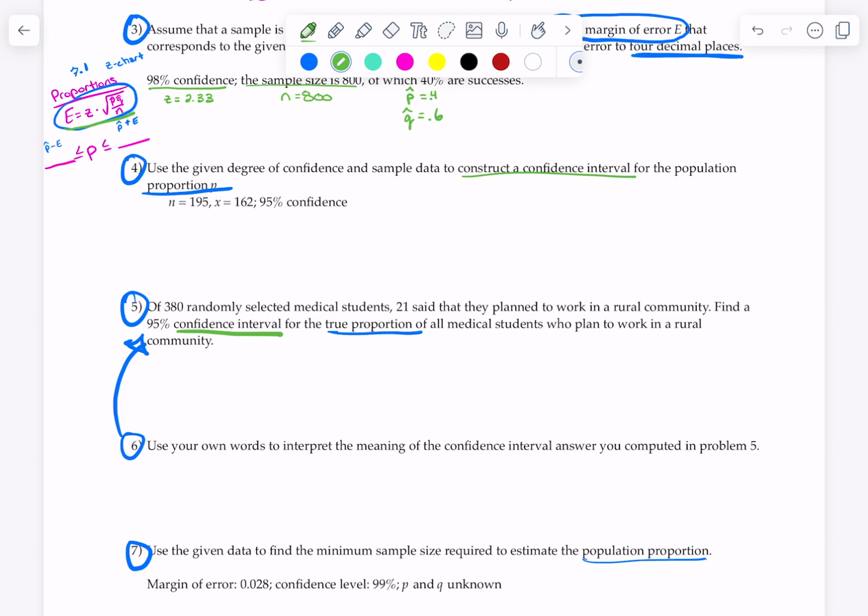Degree of confidence. Alright, what can I do for you? Your P hat for number 2. So you have your... Did you find this one? What is this? Is that your answer? I have N. Oh, what's my X?